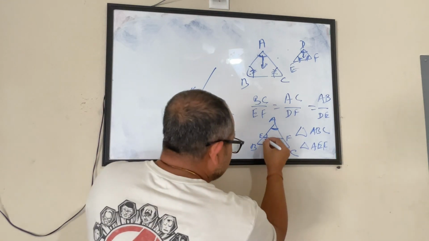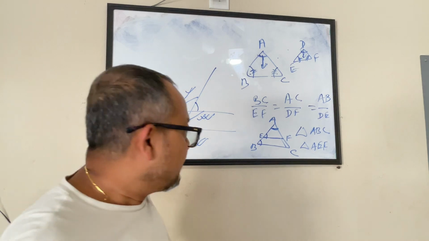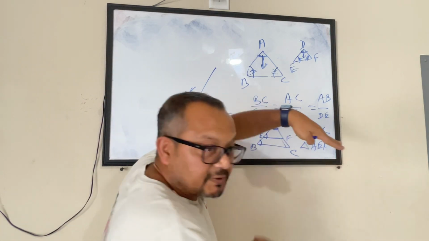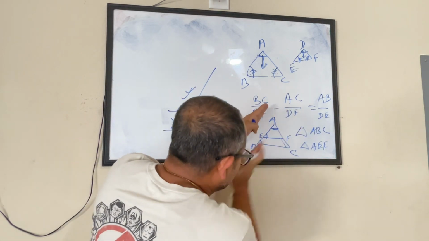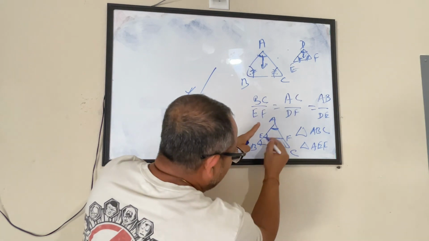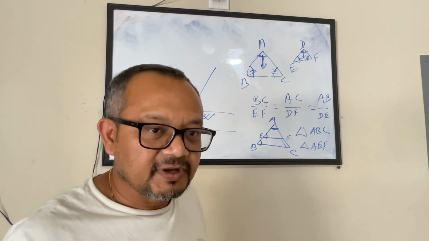Now, this angle and this angle are also the same. Why? Because these two lines are parallel, and this is an intersecting line. This becomes a corresponding angle. They are the same.